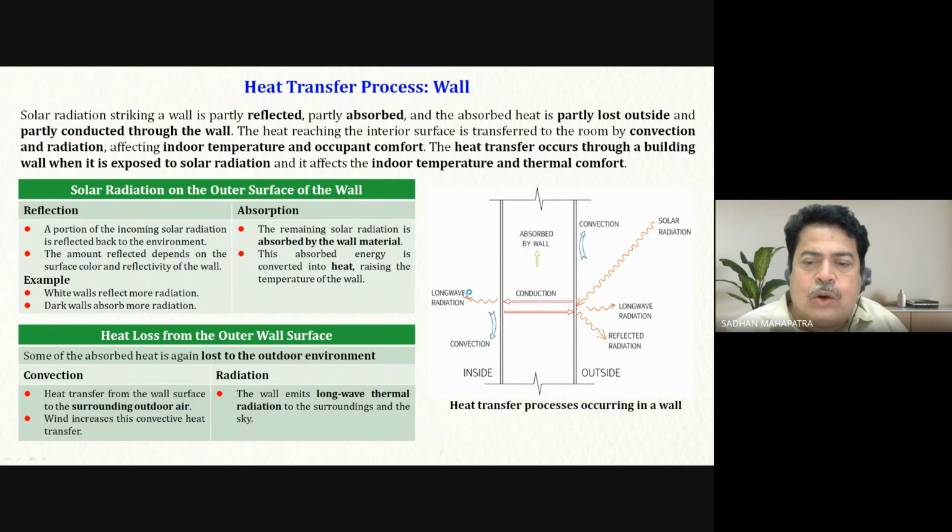Inside the building, through long wave radiation, it radiates that energy or heat. Convection also circulates that heat within the interior or indoor environment.